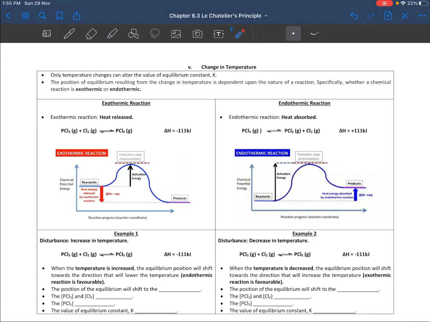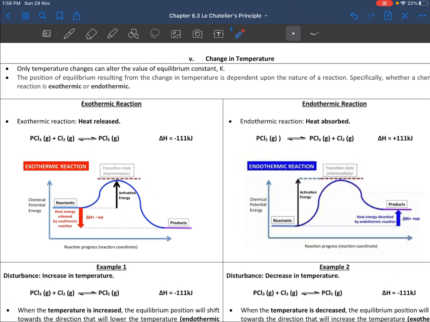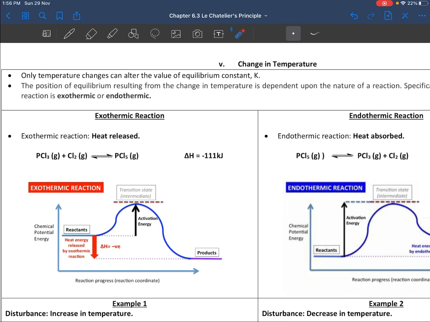Okay, so seterusnya, jom kita belajar change in temperature pula. Okay, so only temperature changes can alter the equilibrium constant K. Ini ada beberapa kali juga saya sebut before this. The value of equilibrium constant K hanya akan berubah kalau temperature kita ubah.